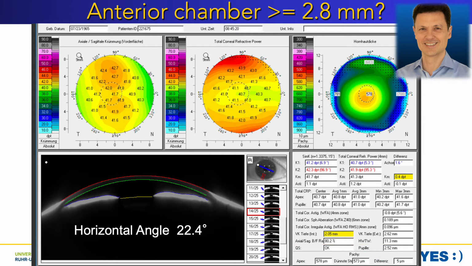So, phakic IOLs require an anterior chamber depth of 2.8 mm or more. Phakic IOLs are also available for hyperopia correction. However, oftentimes the anterior chamber is too shallow for implantation in hyperopic eyes.